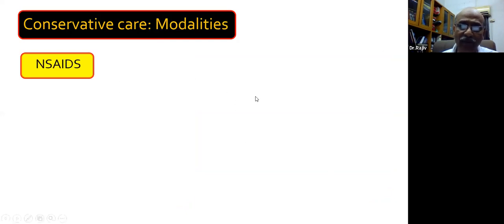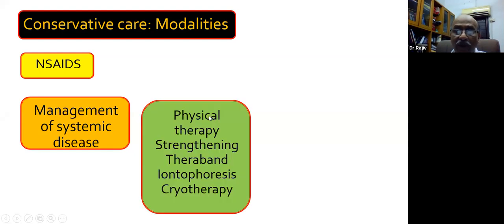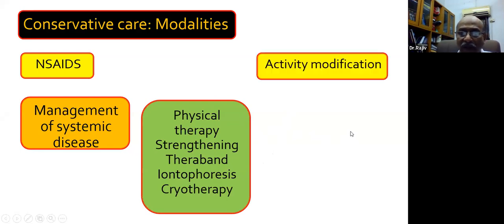You can give NSAIDs to the patient. Sometimes these patients have systemic rheumatoid arthritis or seronegative arthropathy, and you manage the systemic diseases with medications. You ask the patient to go for physiotherapy in the form of strengthening of the muscles of the foot and ankle, using TheraBand. Iontophoresis, cryotherapy, laser and ultrasound are all modalities which can be tried.